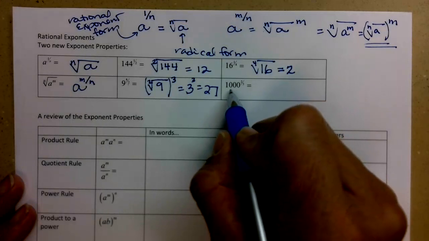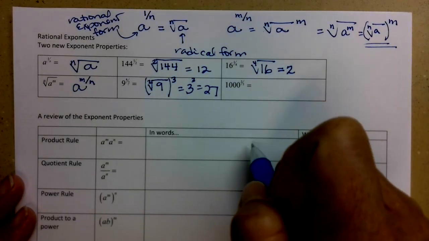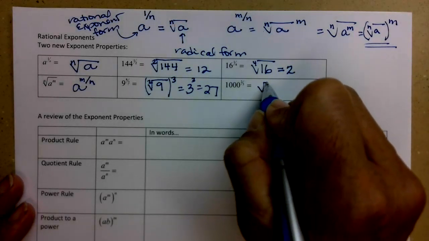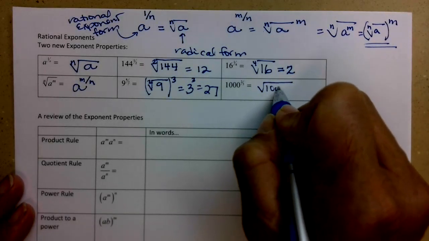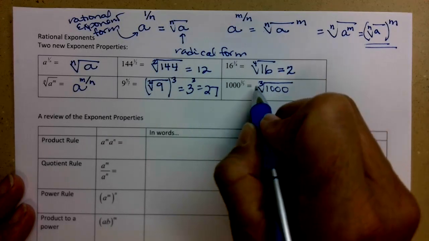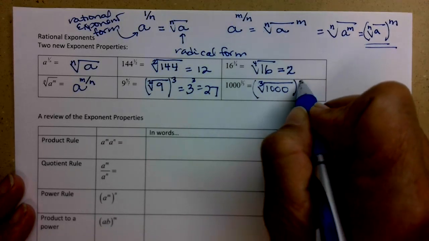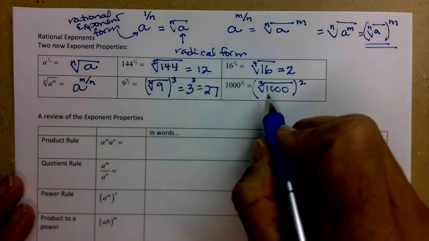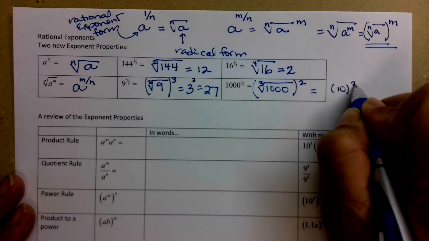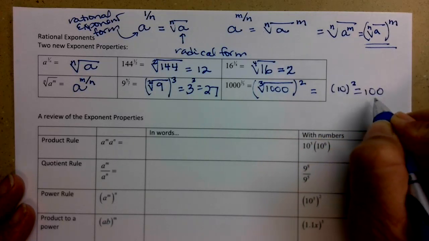Okay, let's do that last one. I have 1,000 raised to the 2/3 power. Go ahead and convert it to its radical notation. 1,000, remember the denominator is your index, so it's a cube root of 1,000. And then we're going to square that. So the cube root of 1,000 is 10. And then when we square 10, we get 100.